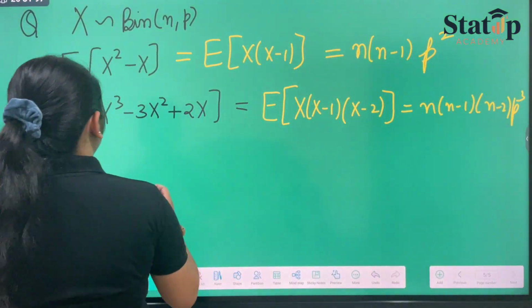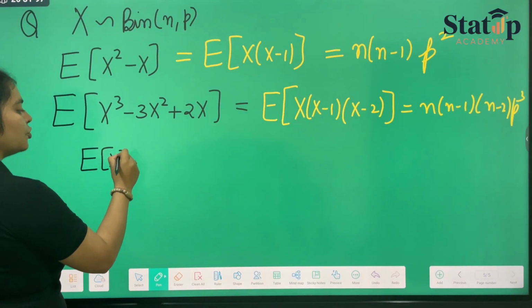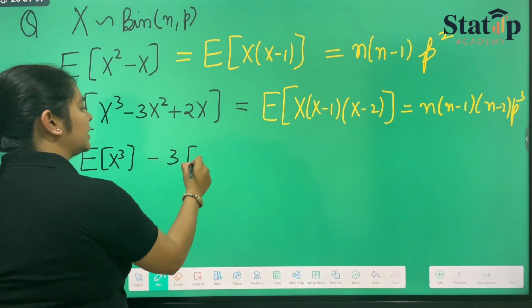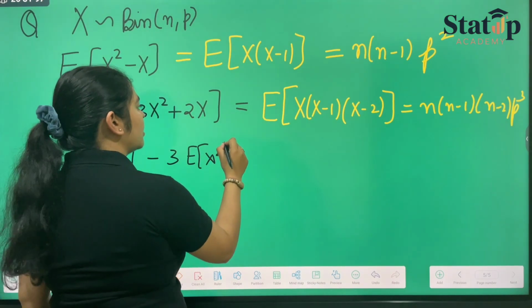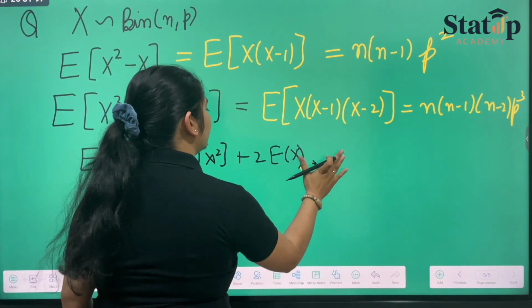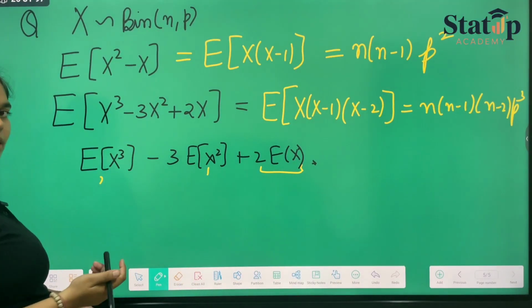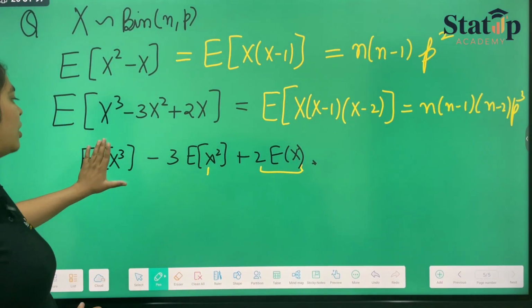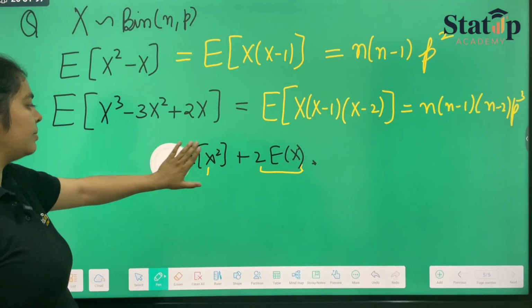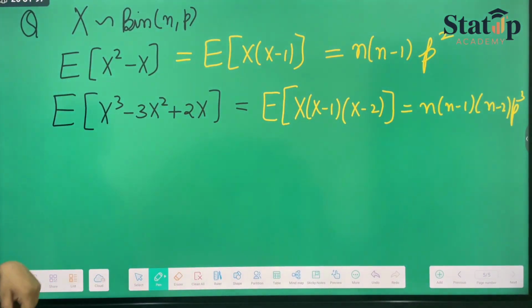Otherwise, first of all, you would have been calculating expectation of x cube minus 3 expectation of x square plus 2 expectation of x. And we would have had to calculate each of these separately. So this will take a lot of time in examination. Instead, we can directly use this pattern for solving the question.